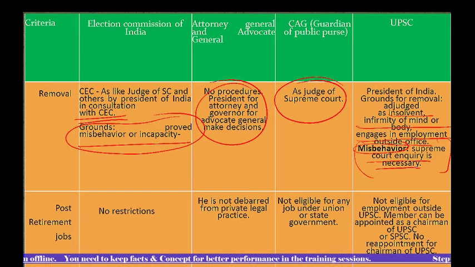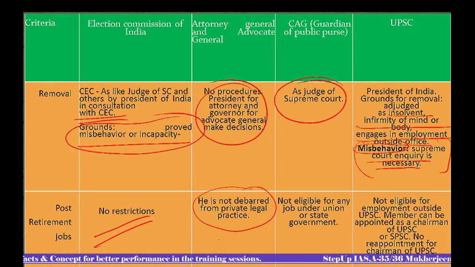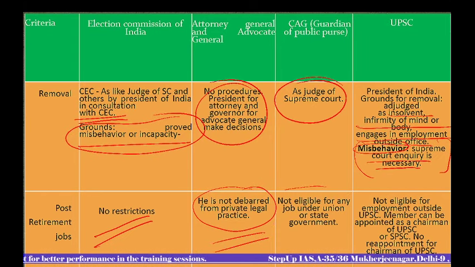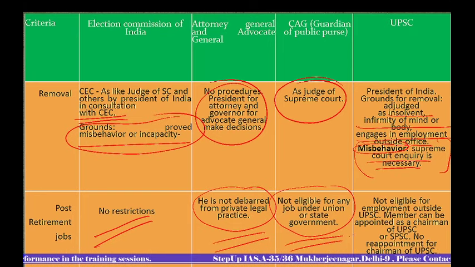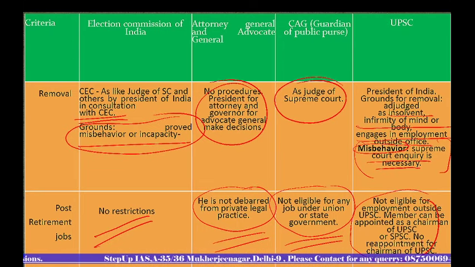Now, post-retirement jobs. Election Commission, no restrictions. Attorney General of India, he is not debarred from private legal practice. He can do so because he is an advocate. CAG, not eligible for any job under the union or state government. And UPSC, not eligible for employment outside UPSC. Members can be appointed as chairman of UPSC or SPSC.